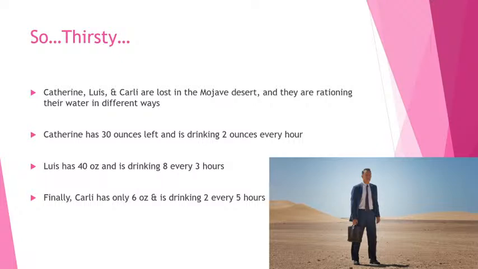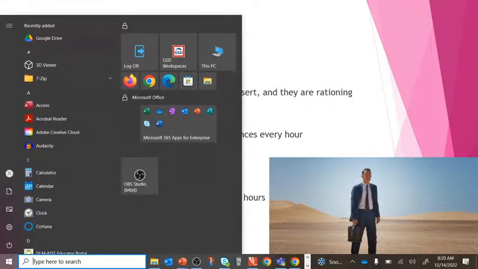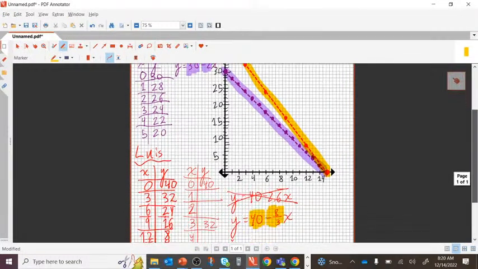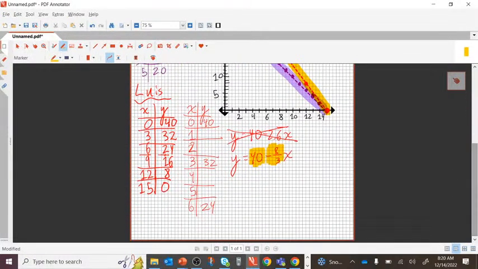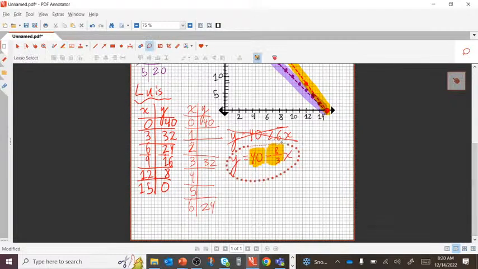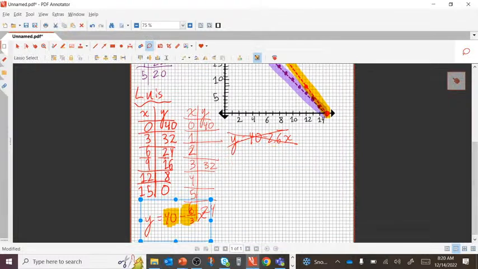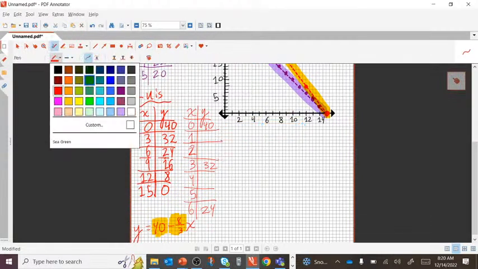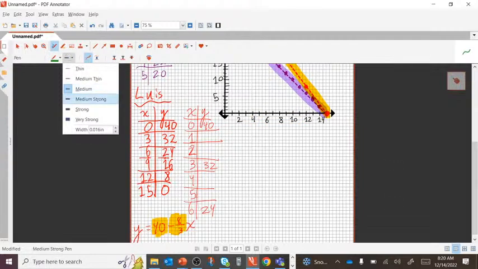Okay, let's see here. So Carly's got 6 ounces and she's drinking 2 every 5 hours. Does anyone know what Carly's favorite color is? It's purple? Pink, maybe? Is it green? Maybe it's green. Okay, I'm going to set up Carly over here. Green is very different, so we're gonna take a chance on green.